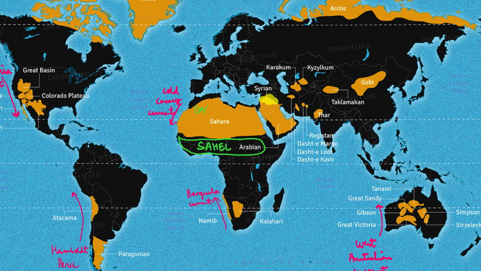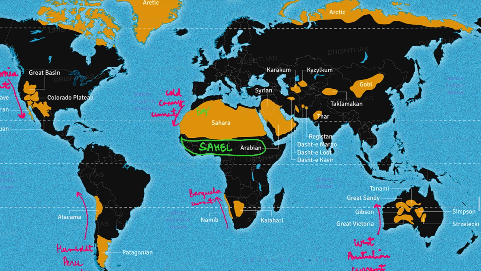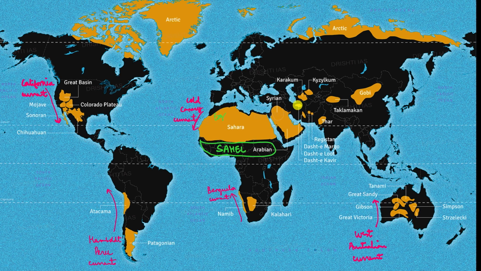This is the Great Arabian Desert. Then over here, this is the Dasht-e Kavir in Iran. Then Dasht-e Lut and Dasht-e Margo. So three Dashts: Dasht-e Lut, Dasht-e Kavir, Dasht-e Margo, and then the Registan. Then over here are the Thar Desert of India, the Karakoram and Kyzylkum. I'm not sure if I have pronounced it correctly. Then the Taklamakan in China and the Gobi Desert over here, extending from China to Mongolia. Here is the Arctic region, the frozen parts of the Arctic as well.